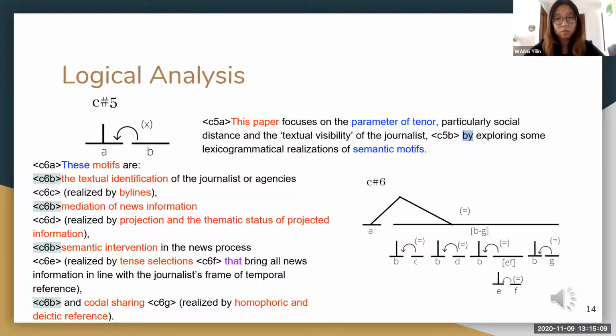Again, clause 6b is repeated quite a few times, as highlighted in green. Clause C, clause D, clause set E, F, and clause G is used to elaborate on each motif. For clause F, it is used to further elaborate on the effect of clause E.